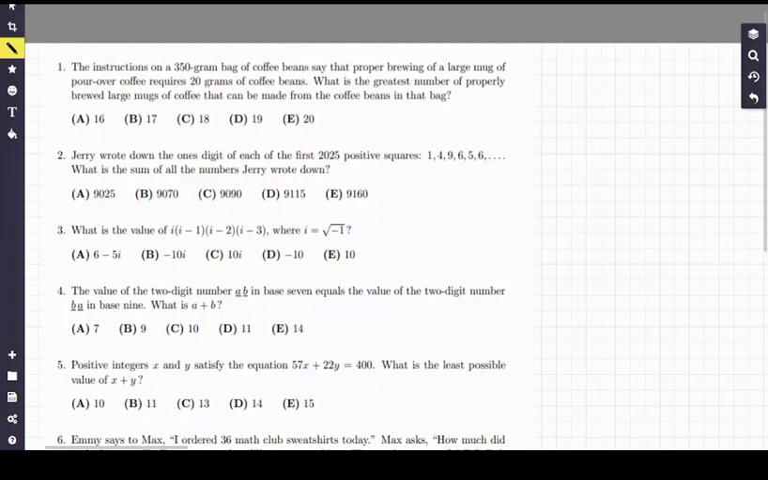Now, keep in mind, my solution is most definitely not the greatest because I haven't actually done contest math in so long. Not the greatest shape right now. All right, let's start with problem one.